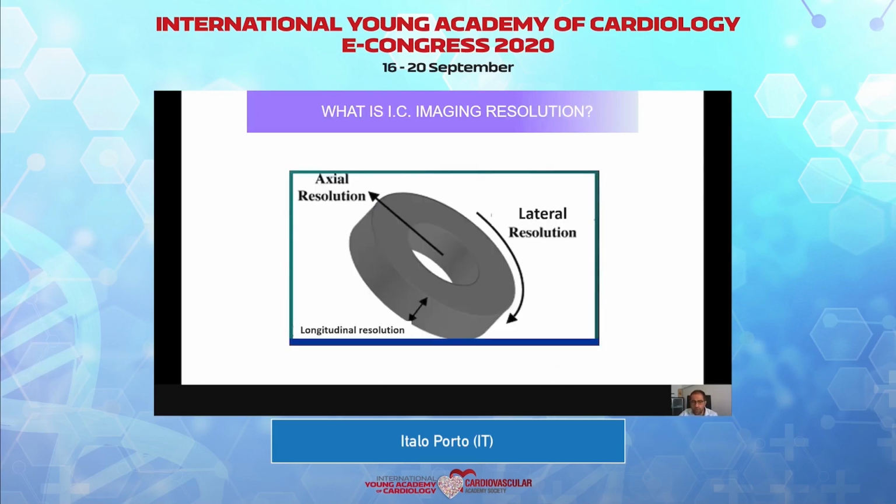What's resolution? We're talking about tomographic images, so slices. We have 3 axes, and we have longitudinal resolution, meaning how many slices we have per millimeter. We have axial resolution along the A line, so along the scan line, and we have lateral resolution, which is between each scan line. So 3 axes, 3 resolutions.